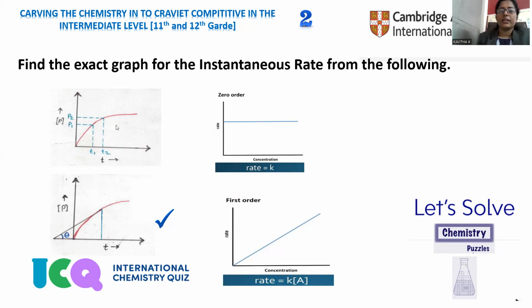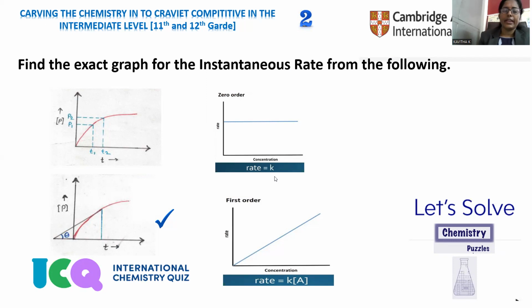So this may not be the correct one. And this is the zero order. Where rate versus concentration is a straight line without any deviation. What does it mean? The rate of the reaction doesn't depend upon the concentration. It is independent of the concentration and will not be affected. That will be the zero order straight line.